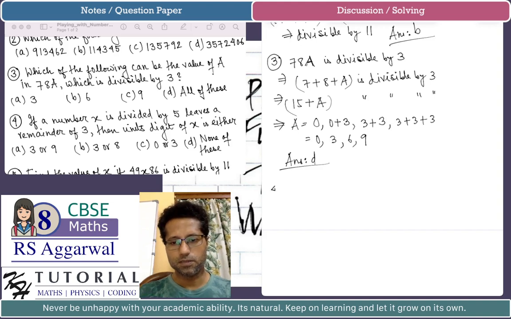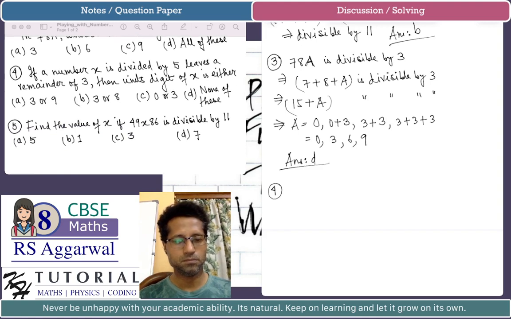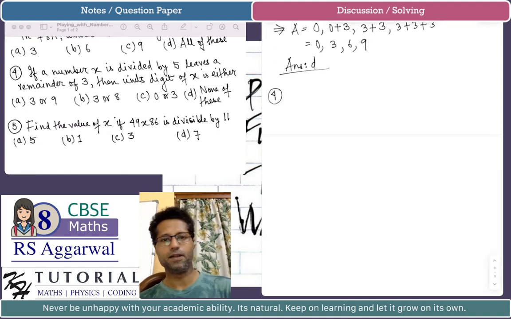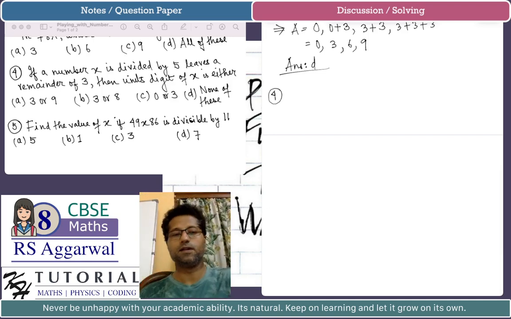Okay, let's solve problem number 4. Problem number 4 says, if a number x divided by 5 leaves a remainder 3, then the units digit of x is either... We have to find the units digit of a number x when that number x divided by 5 leaves a remainder of 3.